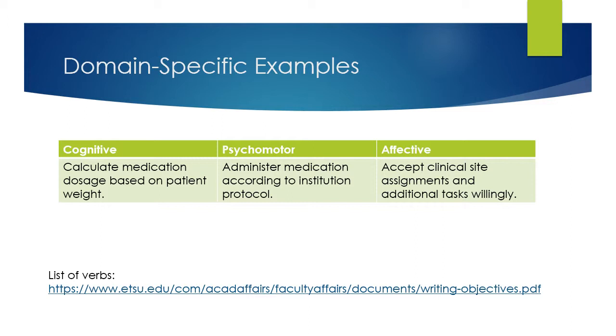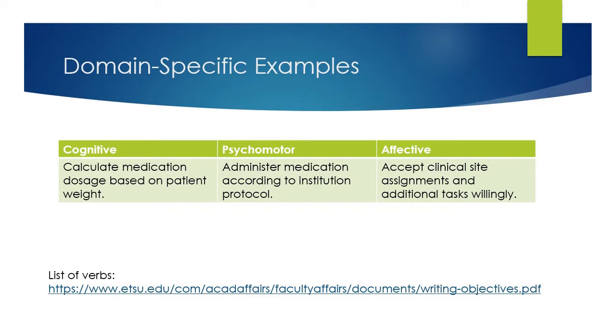And here are some specific examples for objectives that indicate which domain we're working within. So within the cognitive domain, we could use an objective that says calculate medication dosage based on patient weight. Then if we wanted to move to the next skill, we would want our learners to be able to show that they're able to complete. Within the psychomotor domain, they would need to be able to demonstrate that they can administer medication according to institution protocol.